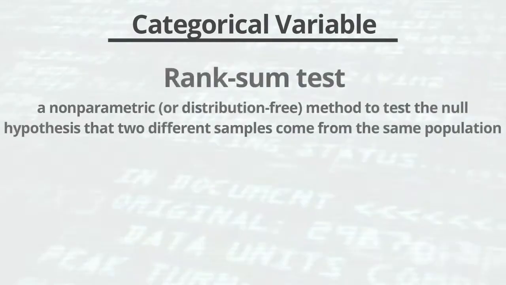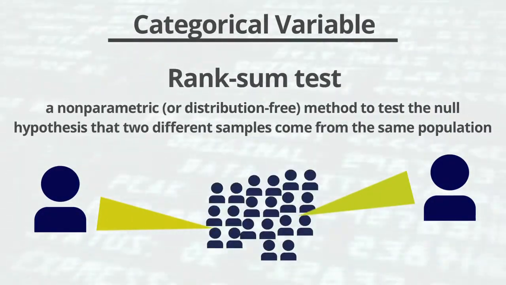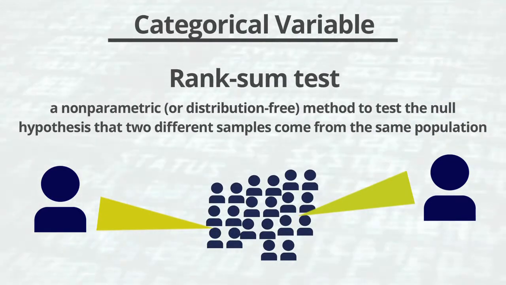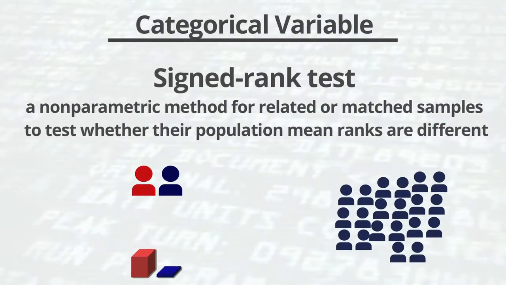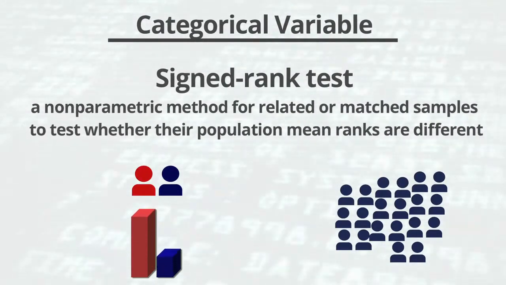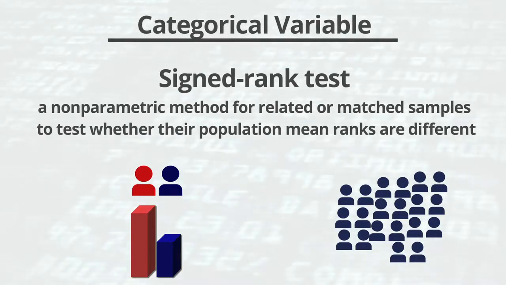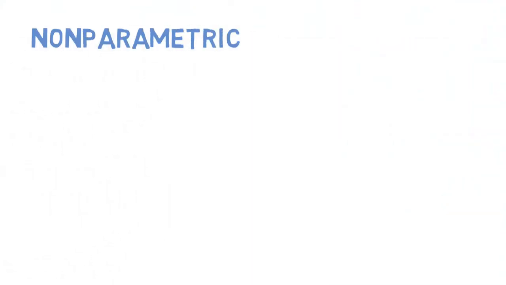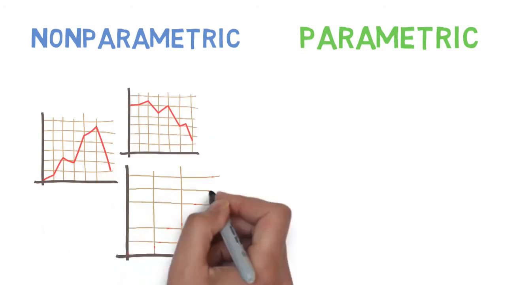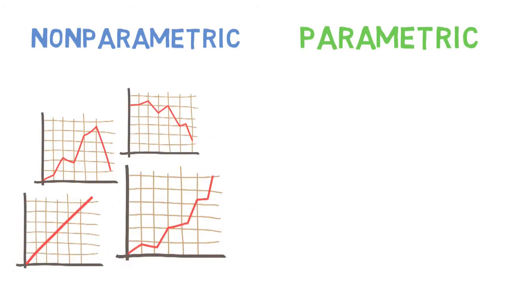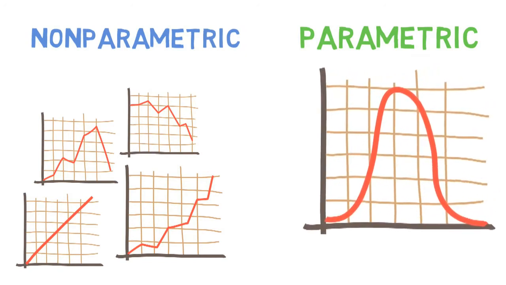For an ordinal variable, a rank sum test is a non-parametric method used to determine whether two different samples come from the same population. A signed rank test is another non-parametric method used for matched samples to determine whether their population mean ranks differ. Note that non-parametric methods are not based on assumptions about the distribution of the data, whereas the more common parametric methods assume that data are normally distributed, appearing as a bell-shaped curve.